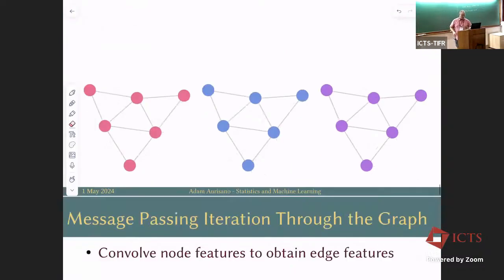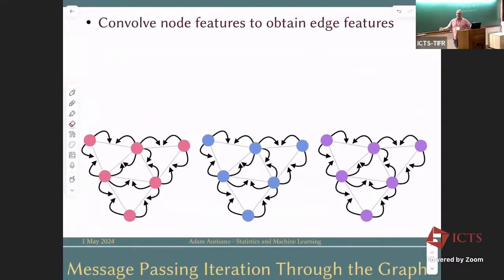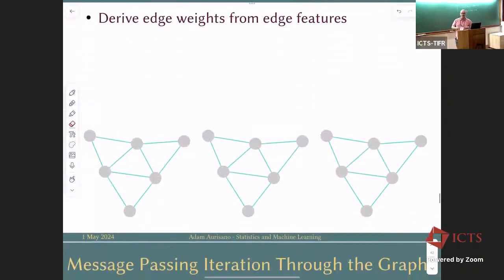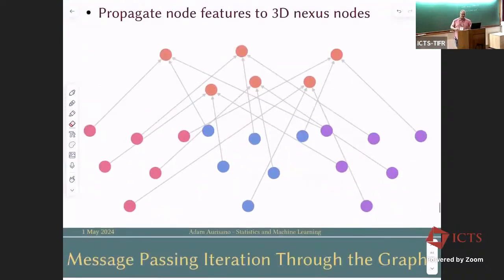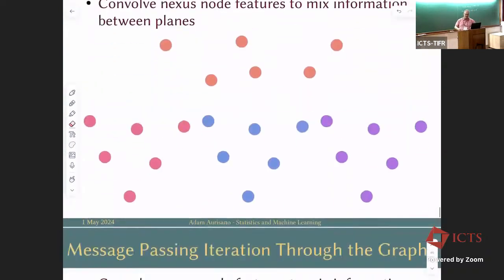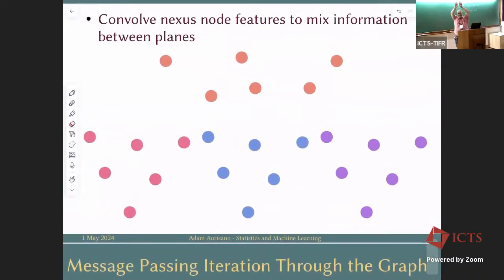You have 3 separate graphs. You do a convolution of the node features to the edges to figure out your edge features. You then derive edge weights from the features that you've just made. Then you pass across those edges in a weighted way to make new features on your nodes. Then you propagate those up to your 3D nodes to aggregate from the 3 different views. You do a convolution of those features in the 3D nodes to generate new high-level features.